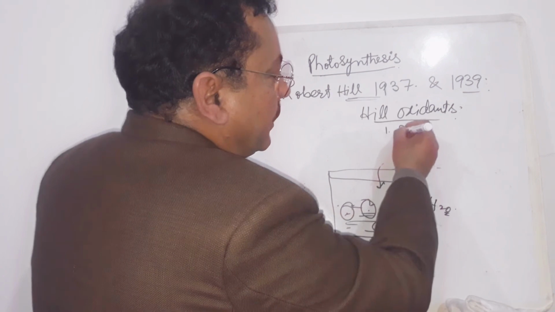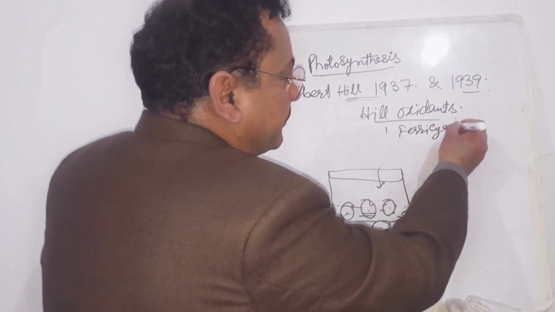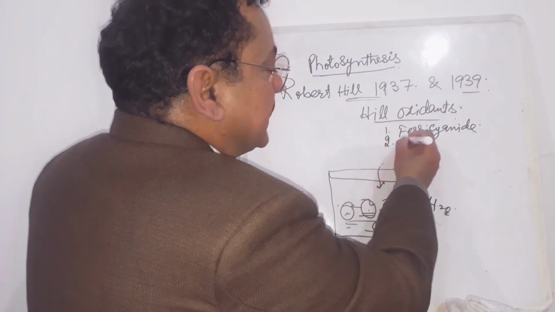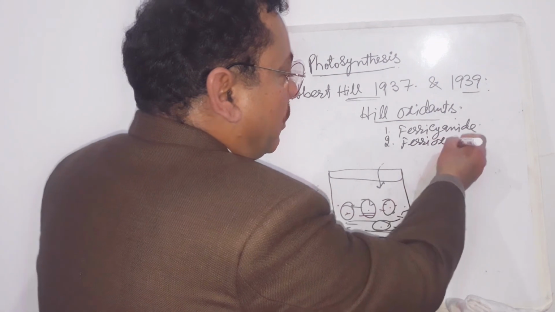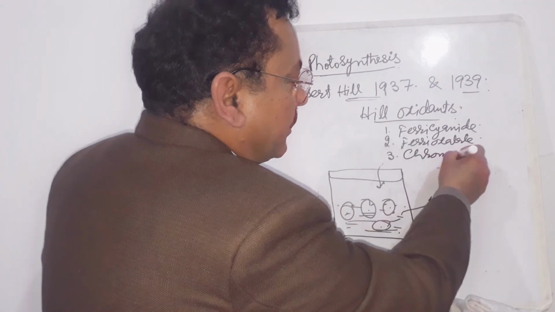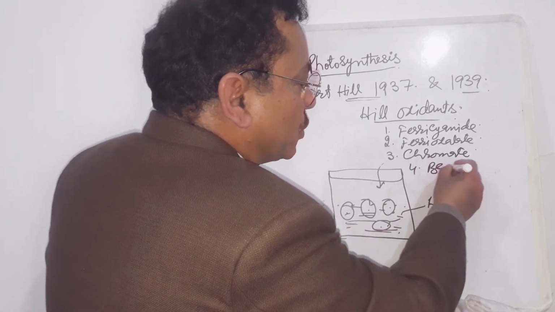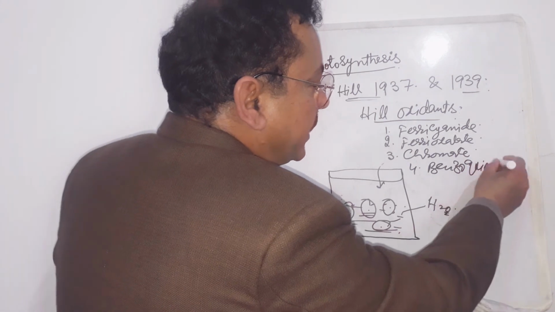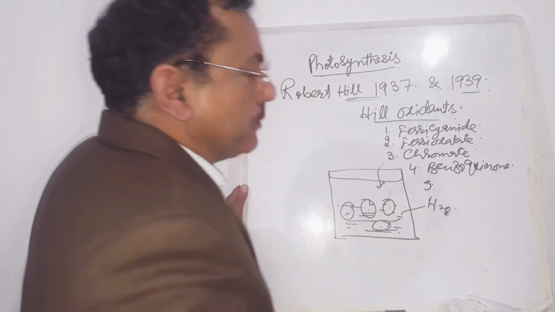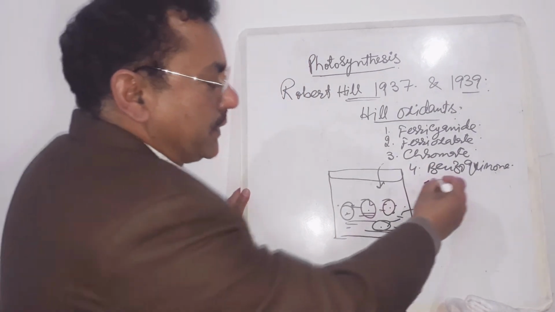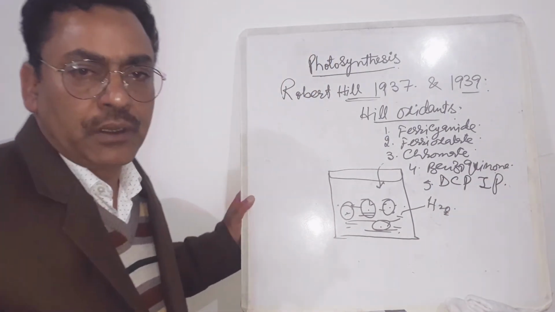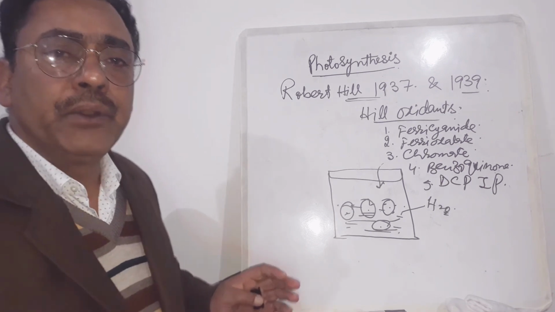Number 1, ferricyanide. Ferricyanide is an important Hill oxidant. Number 2 is ferrioxalate. Number 3 is chromate. Number 4 is benzoquinone. And also there is one more, that is DCP-IP. DCP-IP stands for dichlorophenol indophenol.